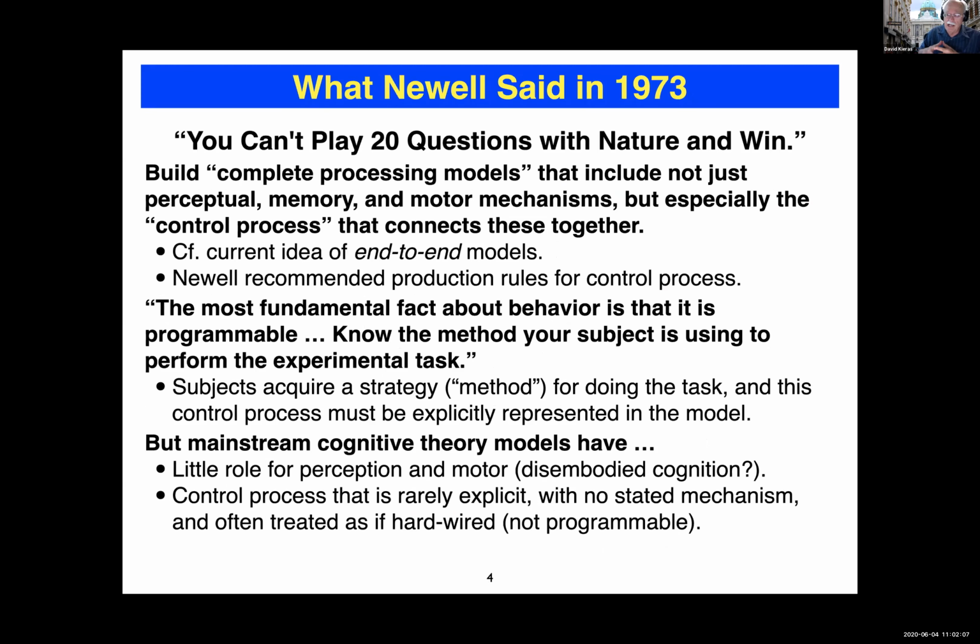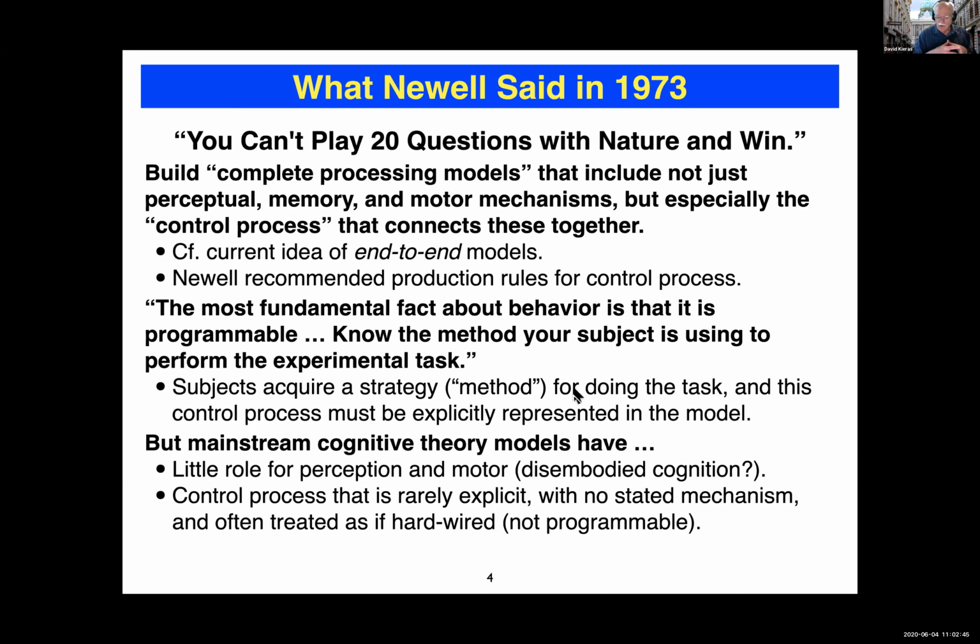Here's what Alan Newell said in 1973 in his famous paper. But I think this is actually the precursor to the whole idea of cognitive architectures. He recommended that we build complete processing models that not only have these various mechanisms, but especially the control process that connects them together. He recommended production rules as a way to represent that control process. He also pointed out that the most fundamental fact about behavior is that it's programmable, it's changeable. So you have to know the method your subject is using to perform the task.